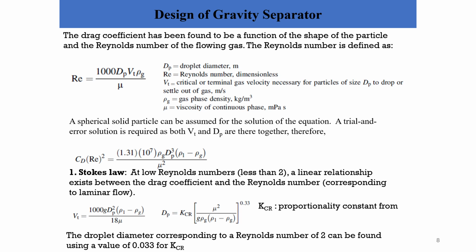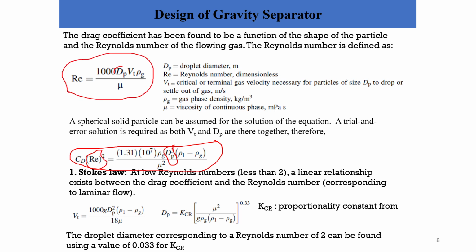So now, how can we find the drag coefficient, or CD? We can find it based on this formula, which is CD multiplied by the Reynolds number squared equal to this formula. But you have to keep in mind that this CD, the drag coefficient, is a function of dP, and it depends mainly on the Reynolds number. And as per definition, the Reynolds number is also a function of two things, dP and Vt.